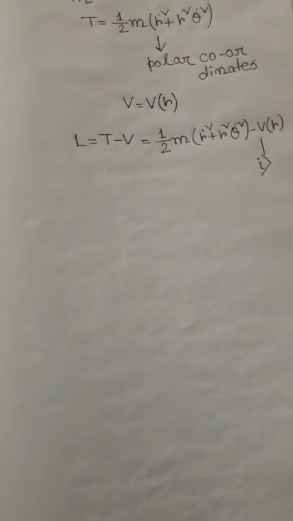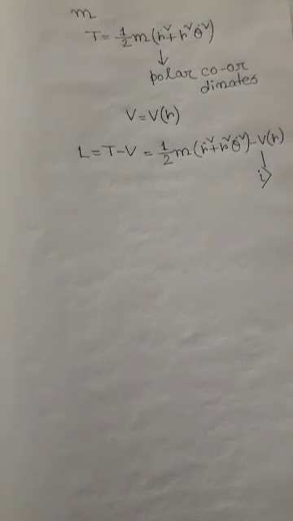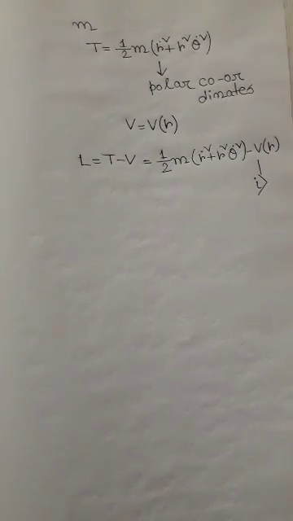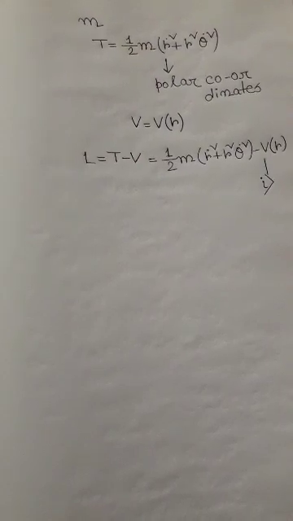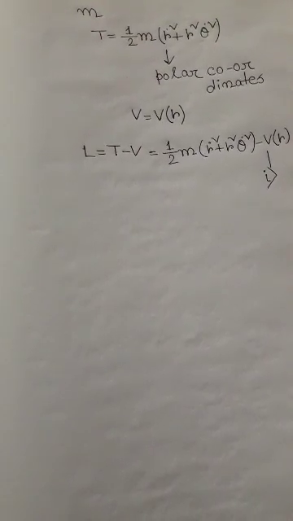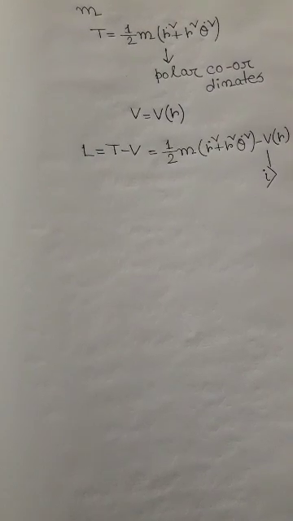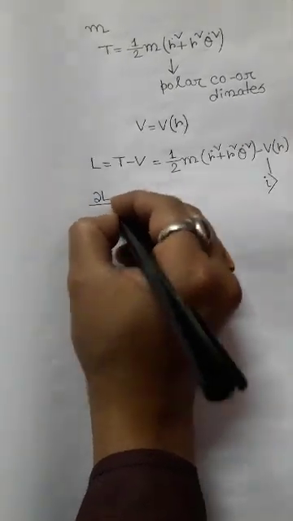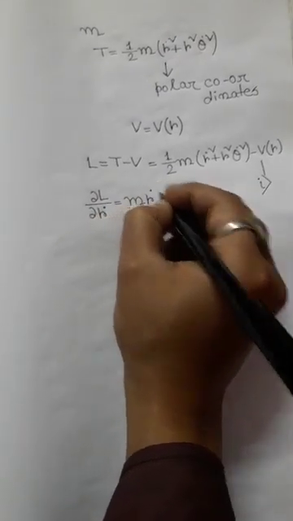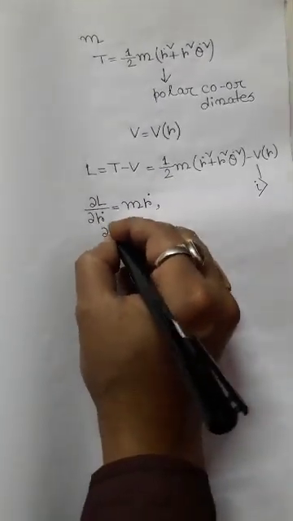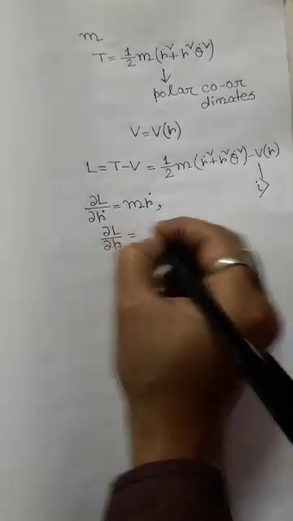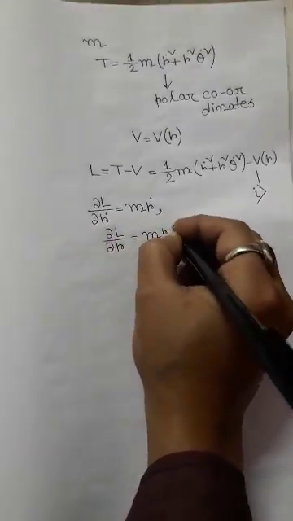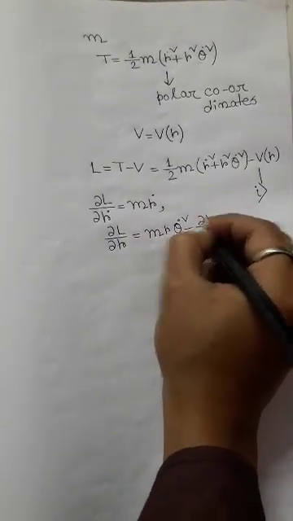Now from this equation we can find two equations of motion. One is the radial equation of motion and another is the cross radial equation of motion. And how? First of all, what is del L del r dot? My del L del r dot will be m r dot. Now what will be my del L del r? My del L del r will be m r theta dot square minus del V del r.